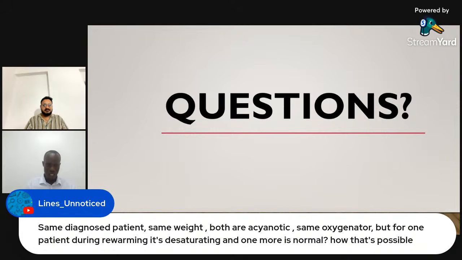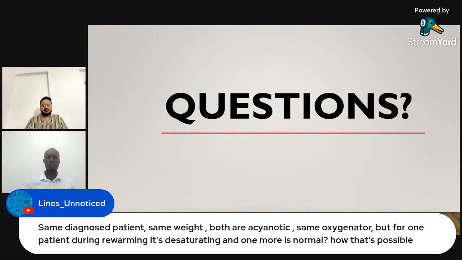Same diagnosed patients, same weight, both are cyanotic, same oxygenator, but for one patient during rewarming it's desaturating, and the other is normal. How is that possible? Let me repeat the question. Same diagnosed patients, same weight, both are cyanotic, same oxygenator, but for one patient during rewarming it's desaturating, and one more is normal.